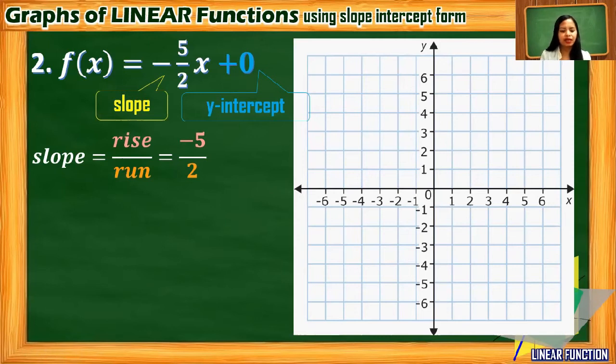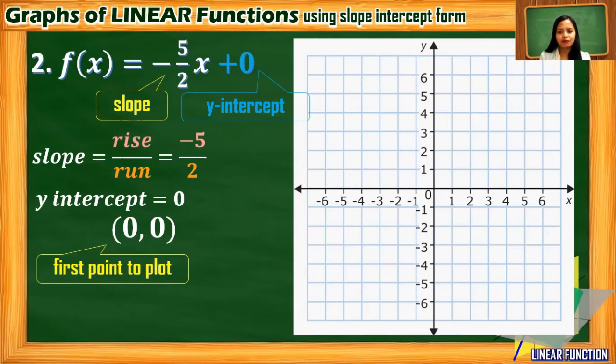Now, it's time to plot the first point using the y-intercept. Since the y-intercept is identified to be 0, the first point would exactly be at the origin, the point (0, 0). So now, let's plot the first point. Here, the point of origin.